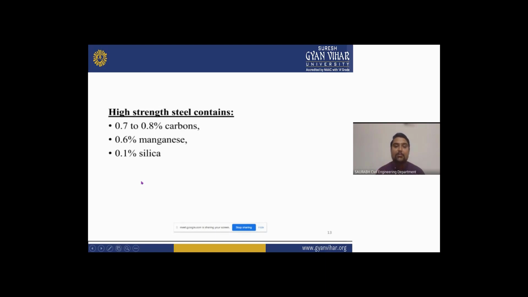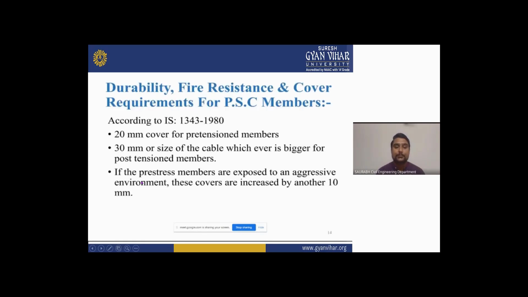Now we will see what the carbon content, manganese content and silica content in the steel should be. It should be between 0.7 to 0.8% carbon, 0.6% manganese and 0.1% silica. Now we will see the durability, fire resistance and cover requirement for PSC members.